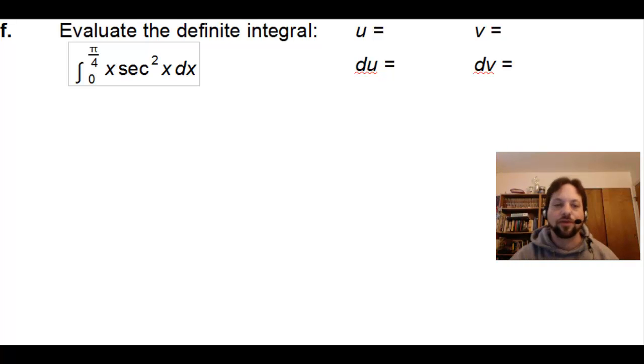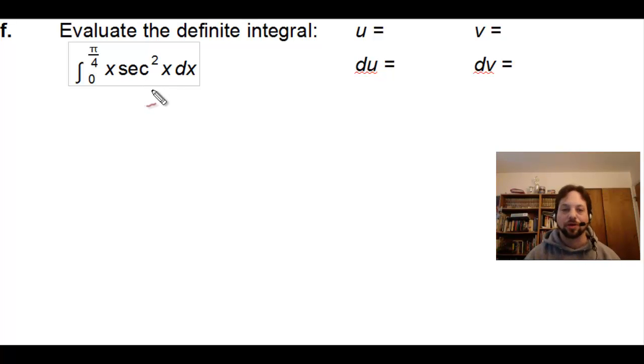In example F, we're finally going to get the opportunity to use integration by parts to evaluate a definite integral. So we are going to end up with a number as our answer here. Of course, we're going to handle it still the same. We have the integral of x secant squared x dx. And while I would love to do a u du substitution, it's just not going to work here.